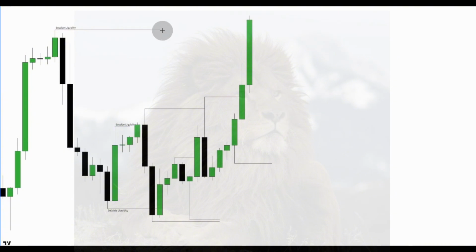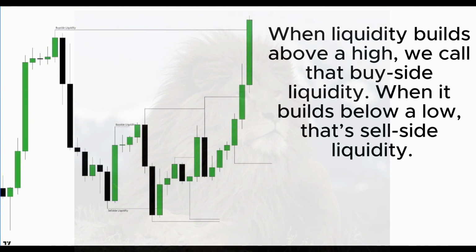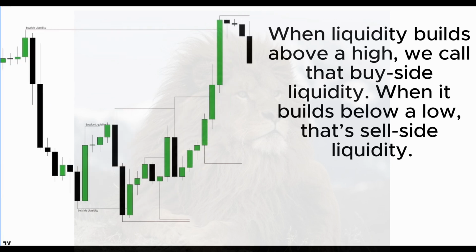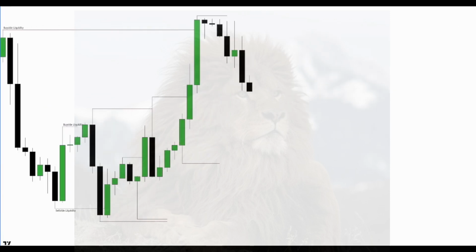Buy side and sell side liquidity. Now let's bring this into focus. When liquidity builds above a high, we call that buy side liquidity. When it builds below a low, that's sell side liquidity. The market is always hunting these pools.